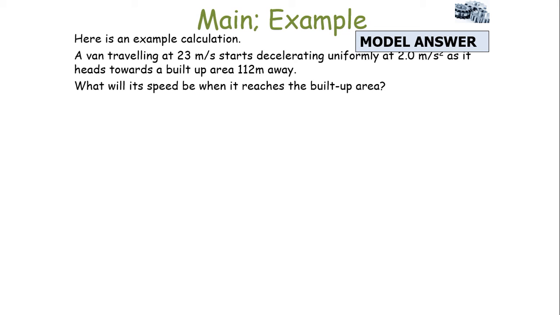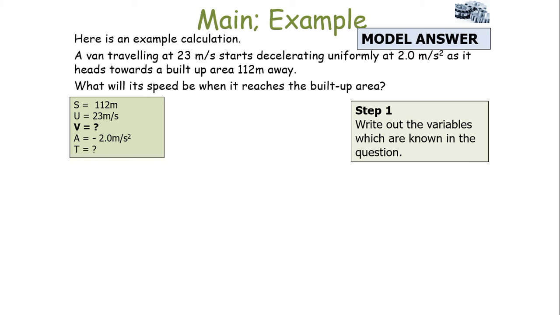A van is traveling at 23 meters per second and it starts decelerating uniformly at 2.0 meters per second squared as it heads towards a built-up area 112 meters away. What will its speed be when it reaches the built-up area? So let's write out our values, S, U, V, A, and T. We don't know V and we need it. We don't know T. We know S is 112. We know U is 23. Now, importantly, we know acceleration is minus 2 because it's decelerating. So we put a negative sign to represent that it's going to be slowing down.